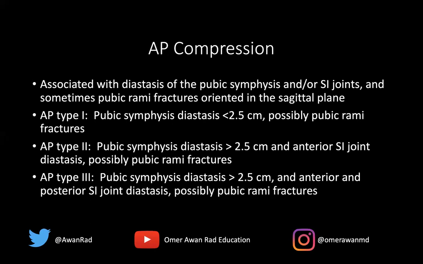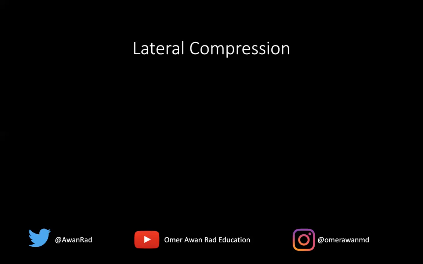A type 3 AP compression injury is when you have diastasis of the pubic symphysis of greater than 2.5 centimeters, but not only is the anterior SI joint diastatic, the posterior SI joint is also diastatic. You may or may not have vertically oriented or sagittally oriented pubic rami fractures in this case. And of course, the sacrotuberous and sacrospinous ligaments are also going to be disrupted in AP type 3, just like they are in AP type 2.